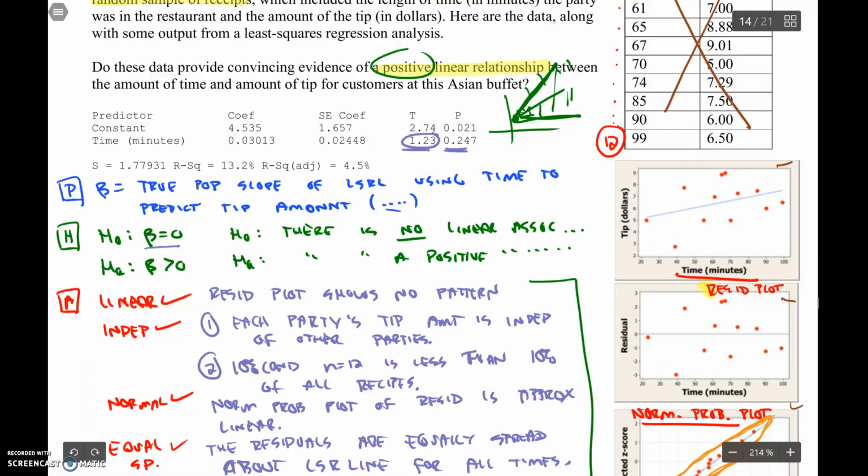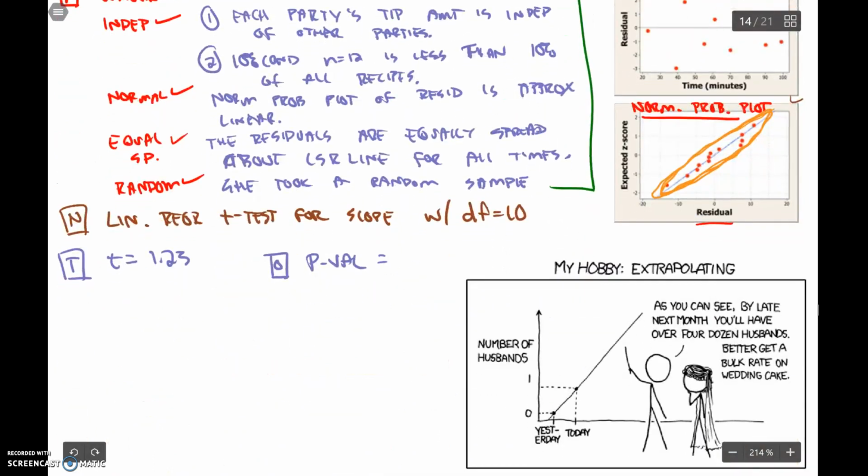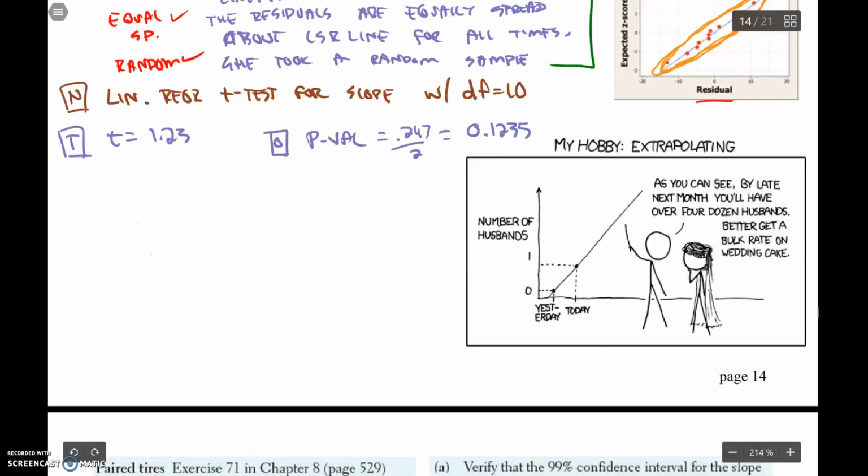P-value. However, this is the p-value for a two-sided test. We're running a one-sided test, greater than 0, so we're going to take half of that. 0.247 divided by 2 is 0.1235. Make your statistical conclusion: 0.1235 is definitely bigger than 0.05, so fail to reject the null.